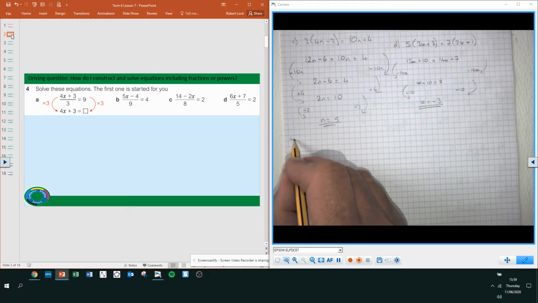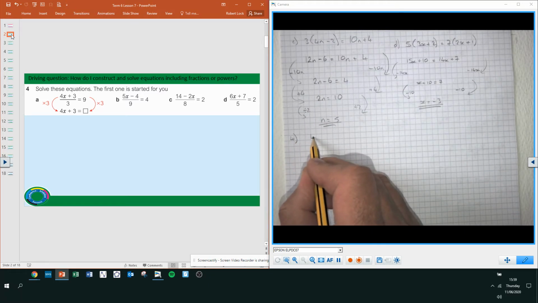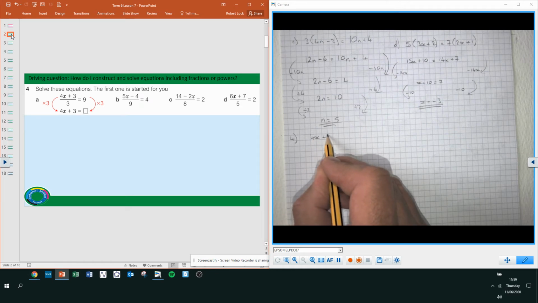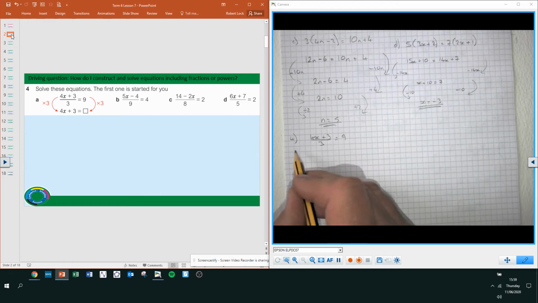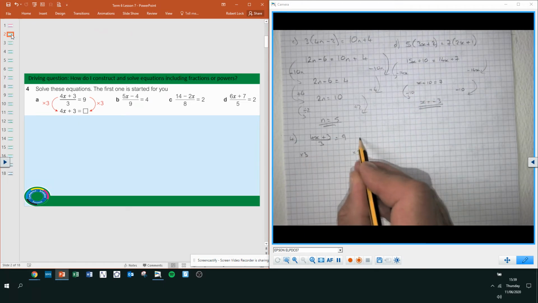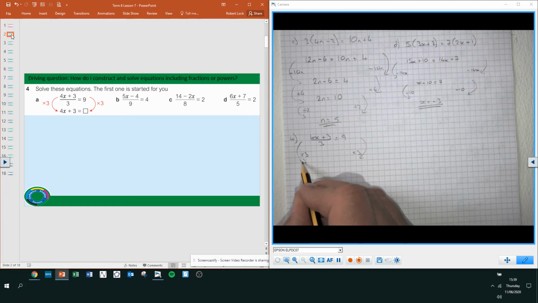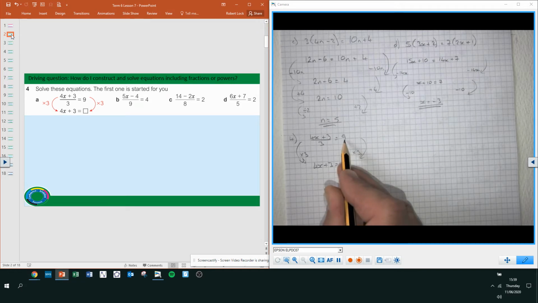So 4x plus 3 over 3 equals 9. This is saying you times both sides by the 3. We do. You times by 3. That becomes 4x plus 3 equals 9 times 3 is 27. We can then solve from here.